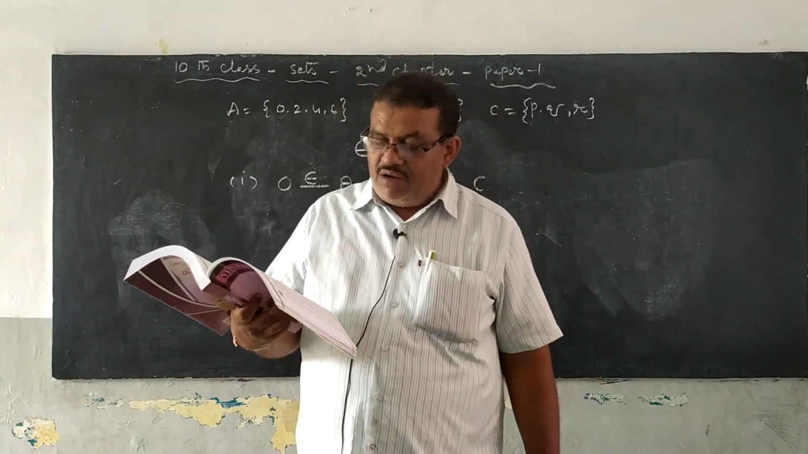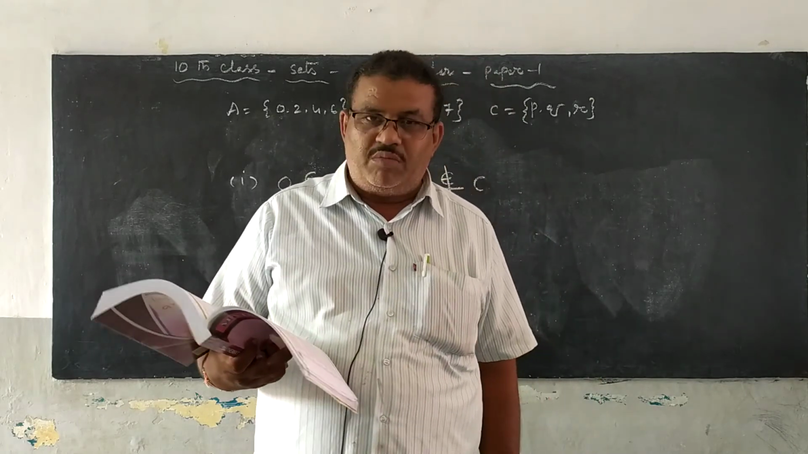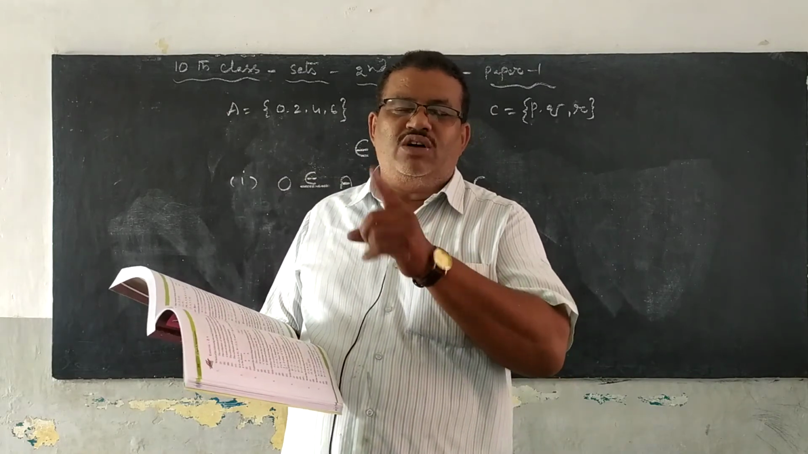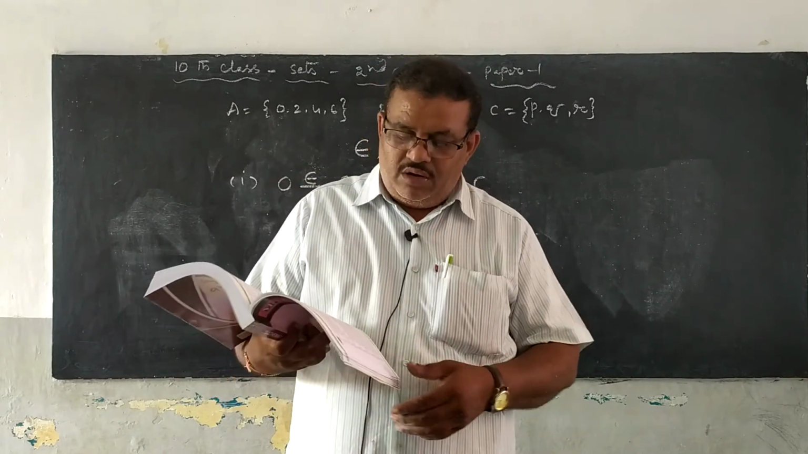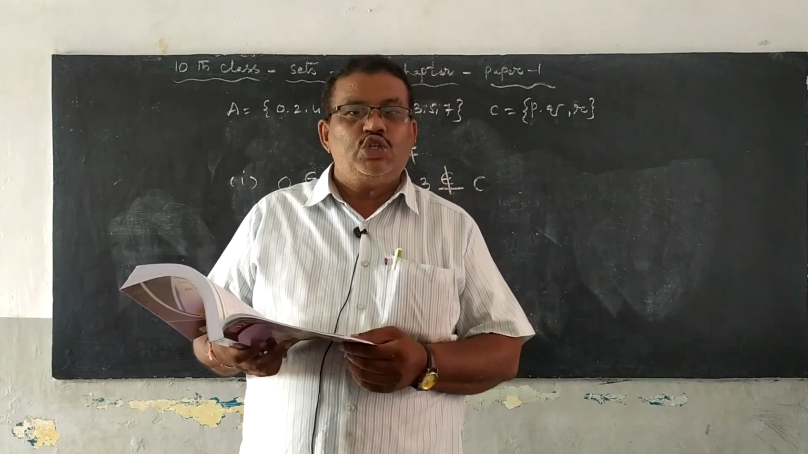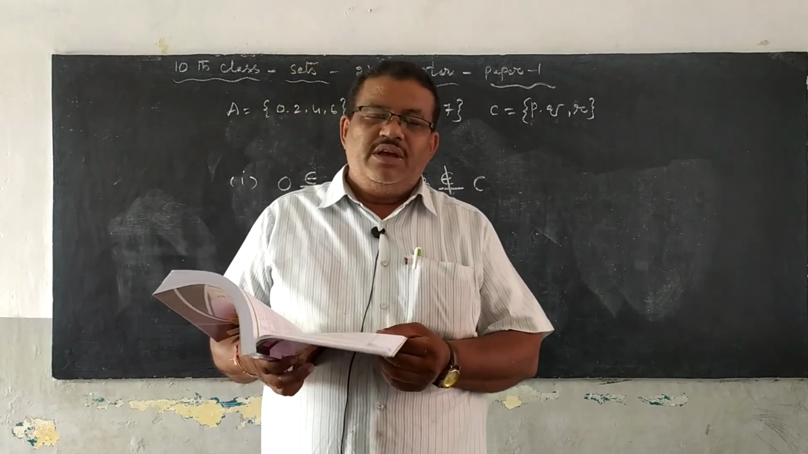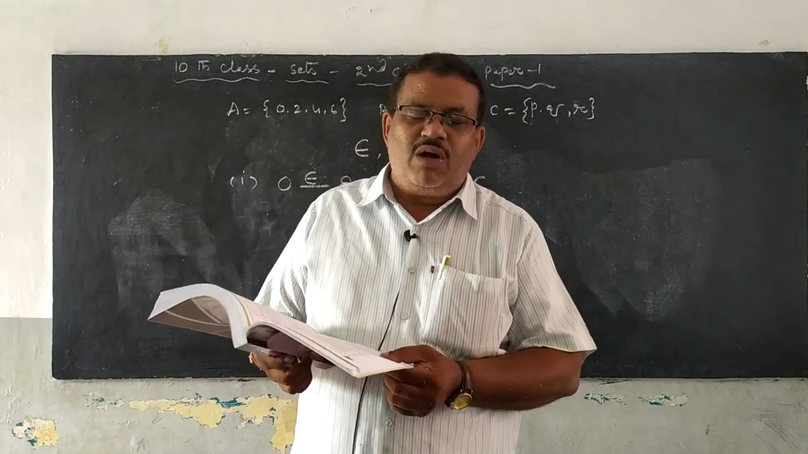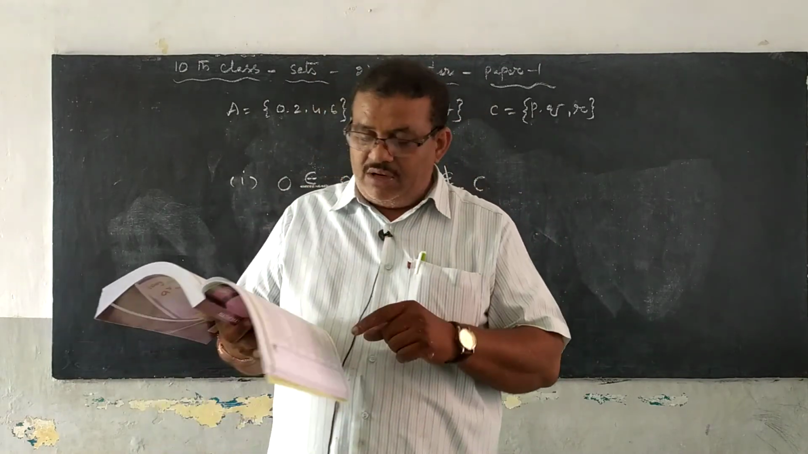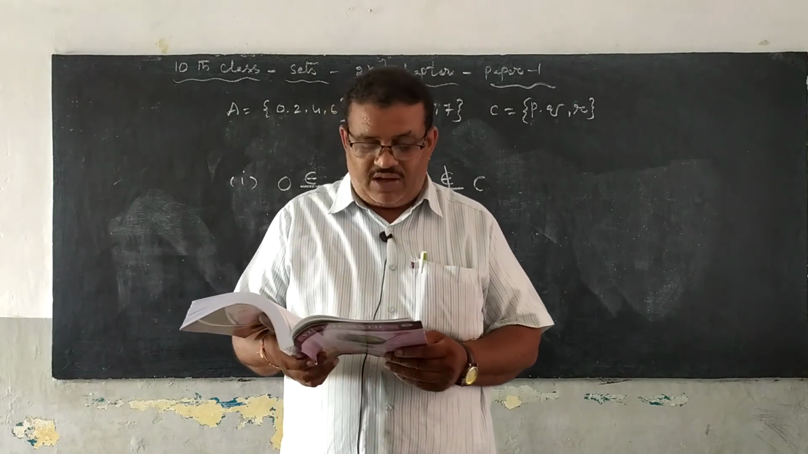Next, third question: -5 does not belong to W, where W is the set of whole numbers. In whole numbers we get only 0, 1, 2, 3, 4, 5, and so on. Here -5 does not belong to W, so the given one is true. 8/11 belongs to Z. 8 by 11 is in the form of p by q, so it belongs to the set of rational numbers, but the given one says set of integers. So the given one is false.